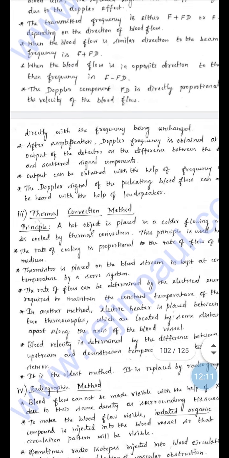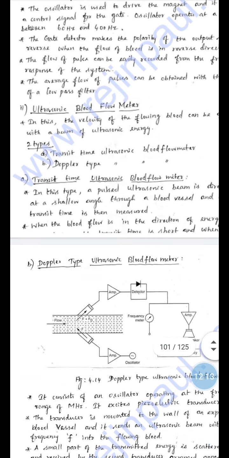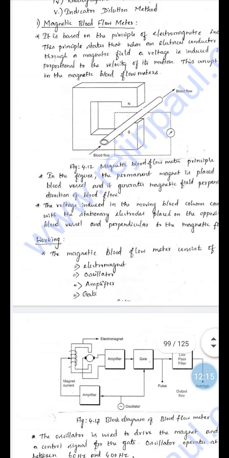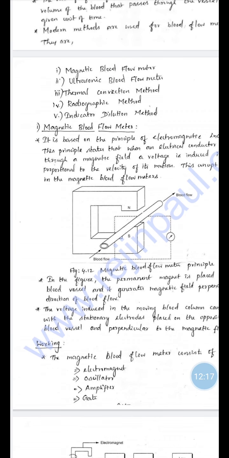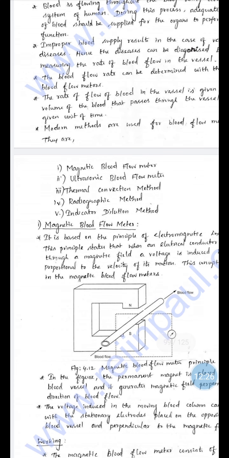So totally we studied five methods. The first one is the magnetic flow meter, another one is the ultrasonic blood flow meter, then the thermal convection method, then the radiographic method, and then the indicator dilution method. In the next video we are going to see the remaining topics of the fourth unit.